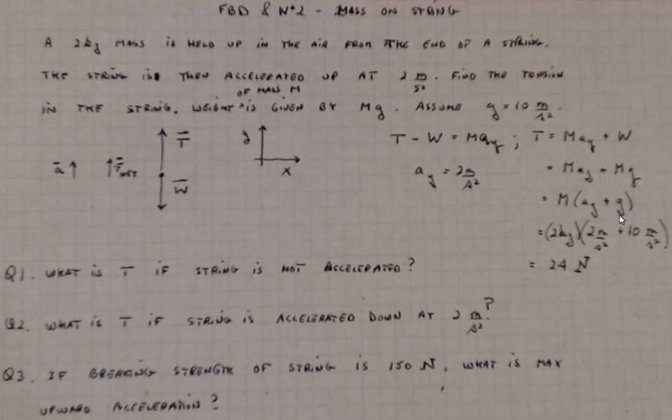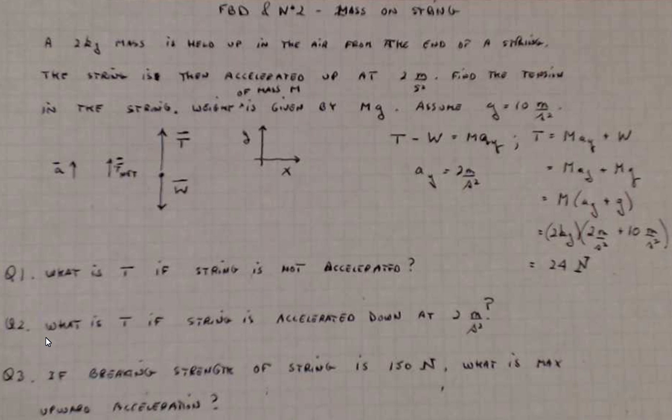You can see from this equation that if you increase the upward acceleration, the tension will be increased. A couple of questions for you. What is the tension in the string if the string is not accelerated? For example, let's say the string was moving up at 5 meters per second at constant velocity. What would the tension in the string be in that case? Or if it was moving downward at 2 meters per second, or if it was just held stationary.